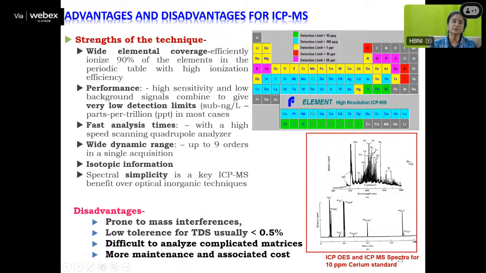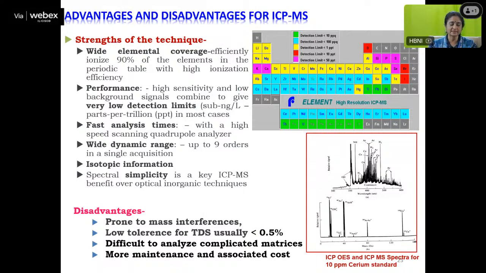In the case of mass spectrometry, it is a very simple spectrum. For cerium, there are only two masses, 140 and 141. Two isotopes are there, so only two peaks for cerium. And these others are interferences like argon hydride, argon oxide, and other things. But for the same cerium, you can have multiple emission lines. Therefore, spectral simplicity is there in the case of mass spectrometry.